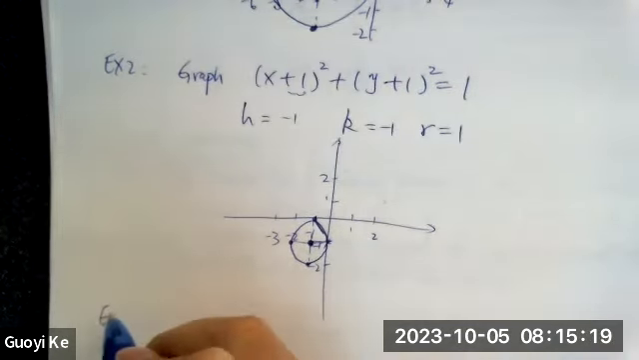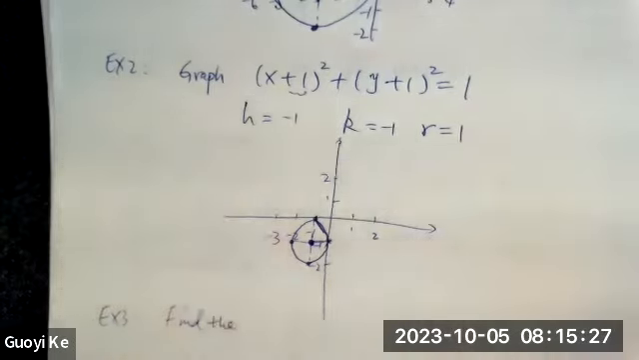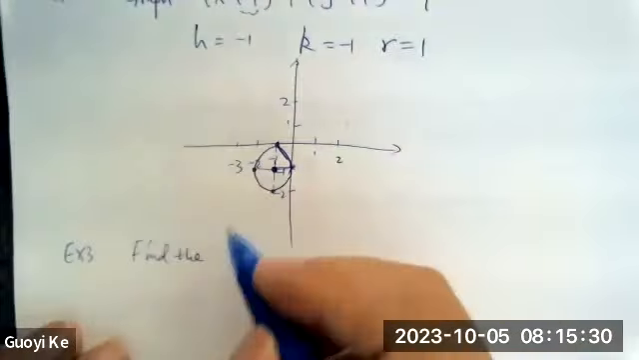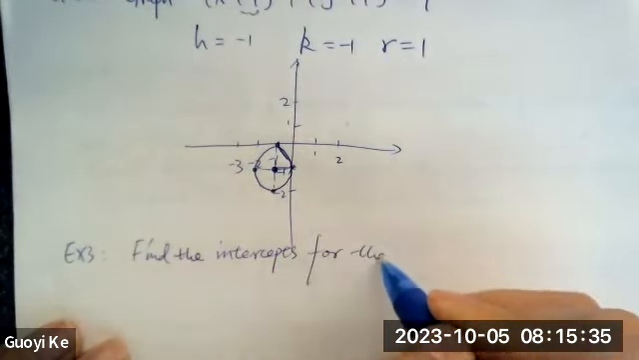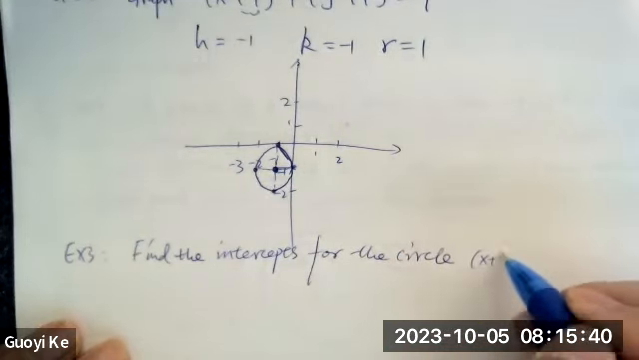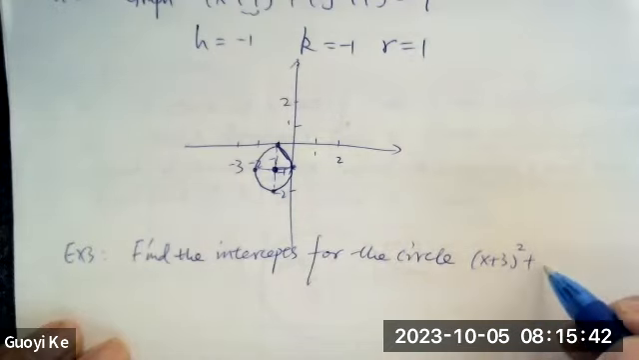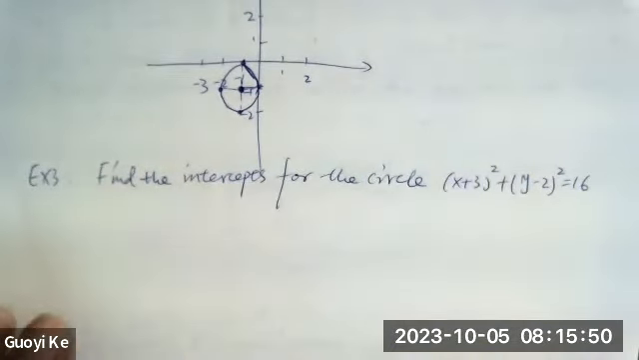Example 3, how to find the intercepts. Find the intercepts for the circle (x + 3)² + (y − 2)² = 16. Okay, find the intercepts of this guy. So how to find the intercepts of this guy?